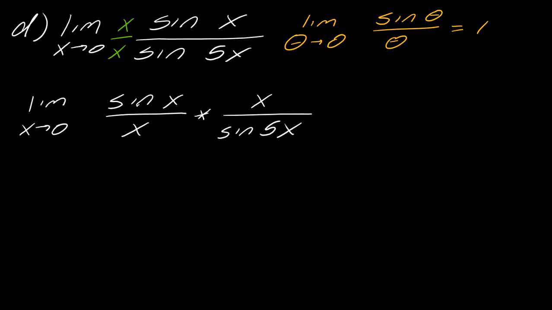Now, this part of the problem is good to go. This part is going to require a little bit more manipulation, because we know that these two things have to be the exact same. This says 5x, so I need a 5x here.